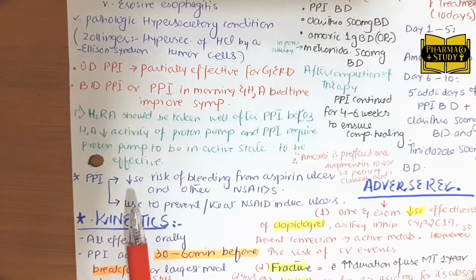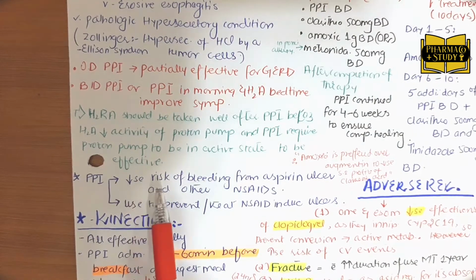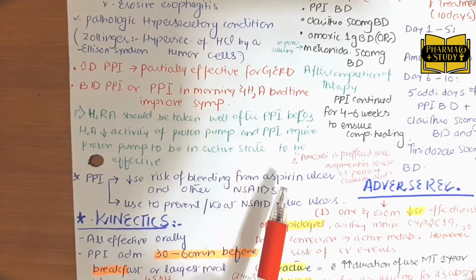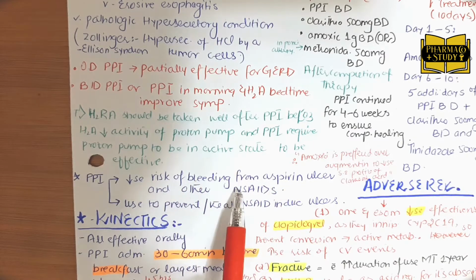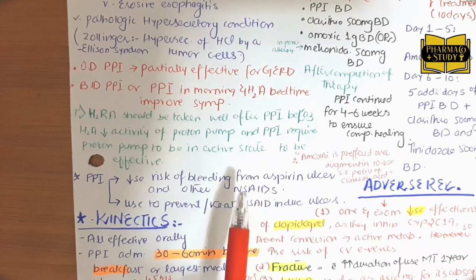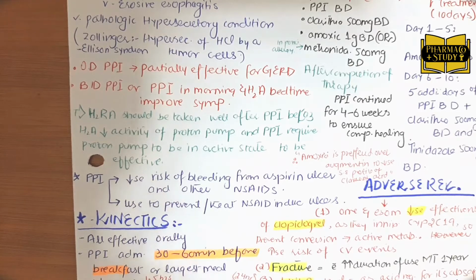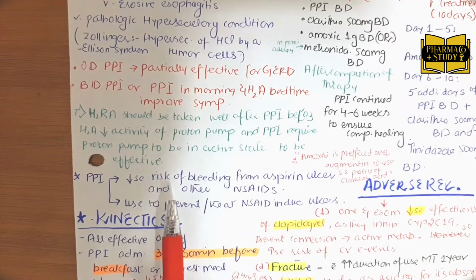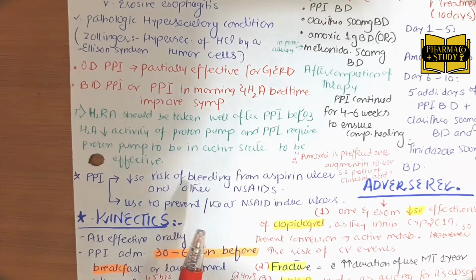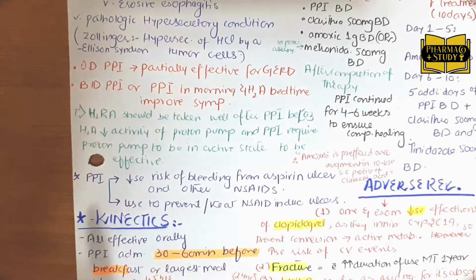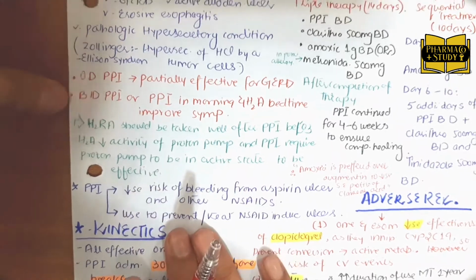Now comes the other point. Proton pump inhibitor decreases the risk of the bleeding from the aspirin ulcers and the other NSAID. As you all know that NSAIDs cause the ulcers, and it obviously leads to the bleeding. So proton pump inhibitor also decreases this risk and is also used to treat and prevent the NSAID induced ulcer. Okay, so I hope these points are clear to you now.